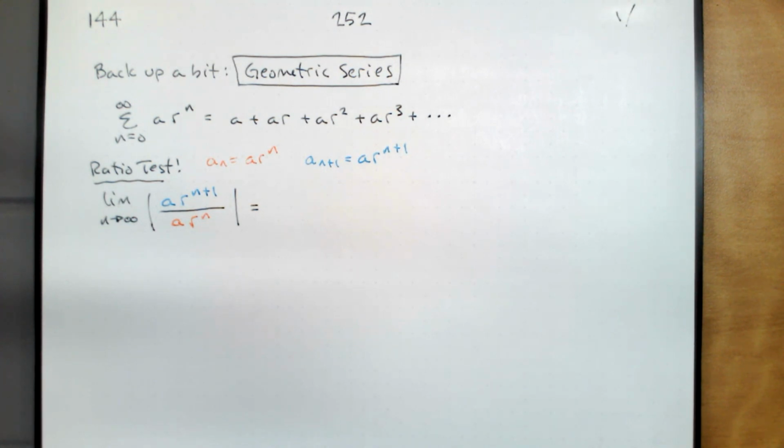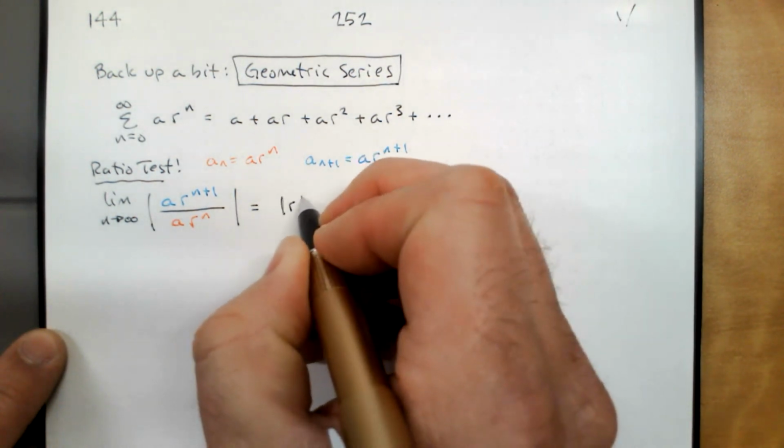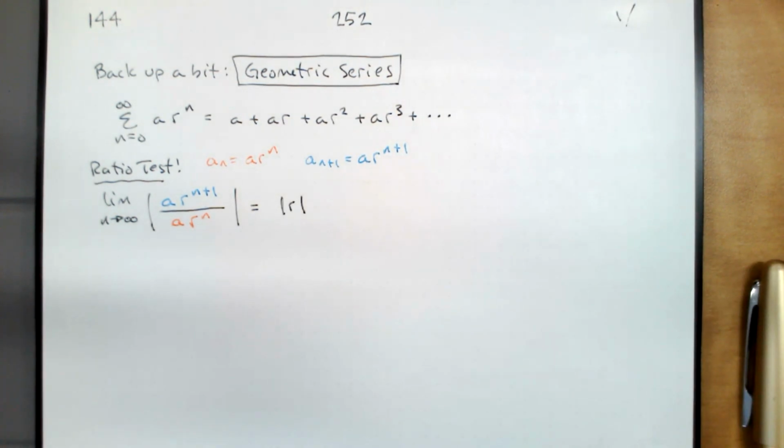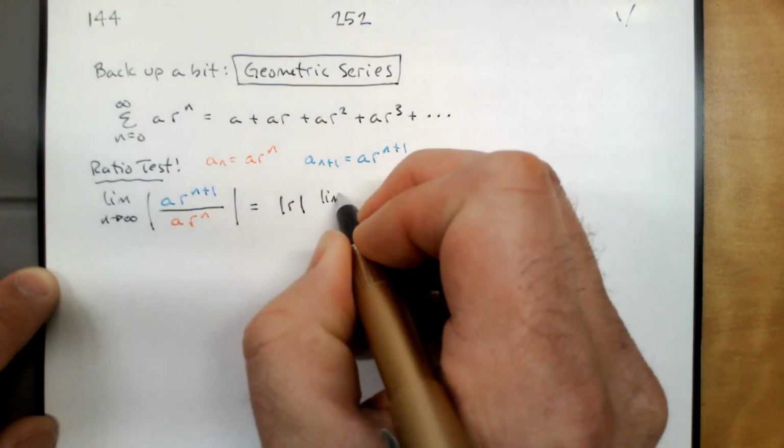So experience on the ratio test paying off. We can see that the limit from the ratio test is going to be the absolute value of r. n completely drops out of everything. The a's cancel out. r to the n plus 1 divided by r to the n is going to leave us behind an absolute value of r, and it's going to be the limit as n goes to infinity of just that. So once we simplify r to the n plus 1 over r to the n, that leaves behind an absolute value of r that's no longer involved with n. Everything else is canceled out.